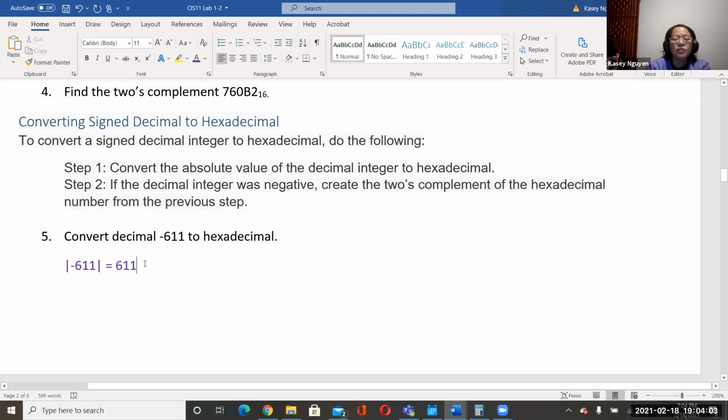So first you got to treat it as an absolute value. Now we can convert this to binary and then from binary to hex, or we can do the division method, right? And with the division method, we would get a hex value and then be able to go from there. So I'm going to switch over to the whiteboard real quick and work with you on this one so you can see how it's done.